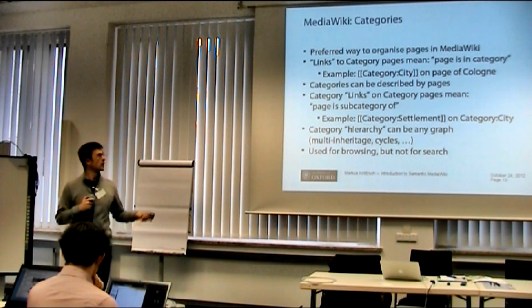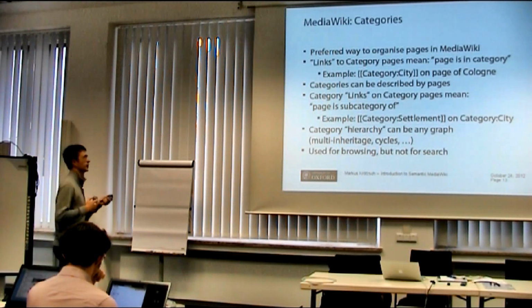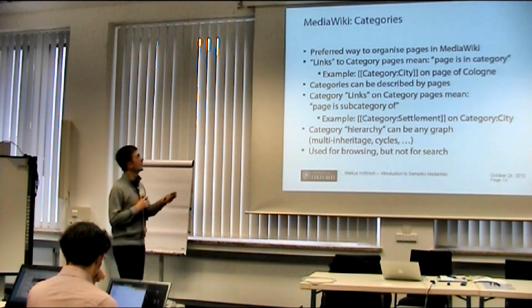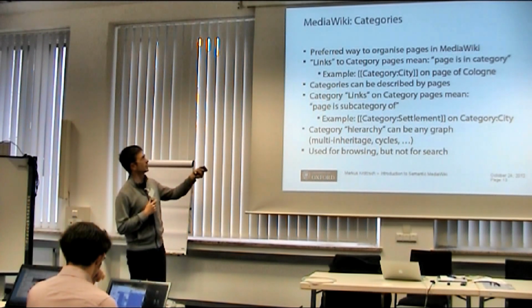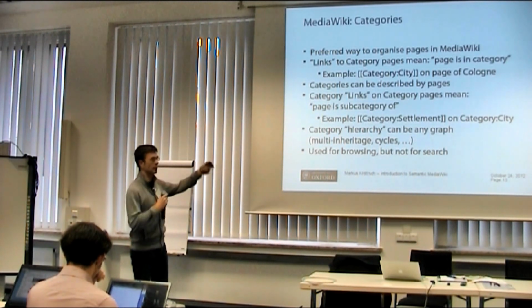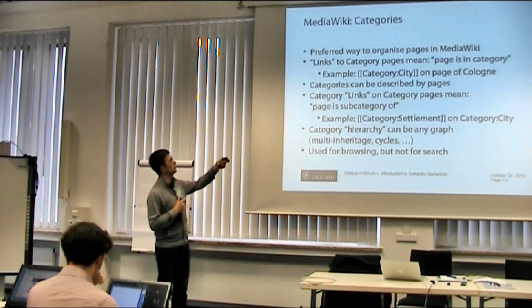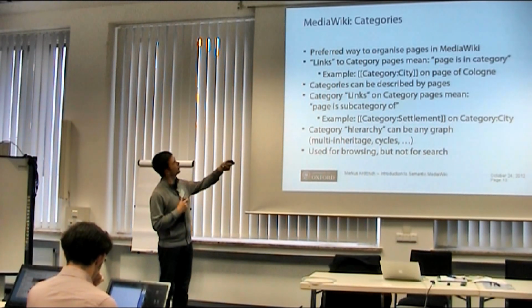So in categories, you can put a page into a category, for example, in the category of cities, by putting a link to the according category page into the article. So this is another exception in the behavior of MediaWiki. If you put this here, this is a perfectly valid article name with a namespace and a title, and you put a link around it.